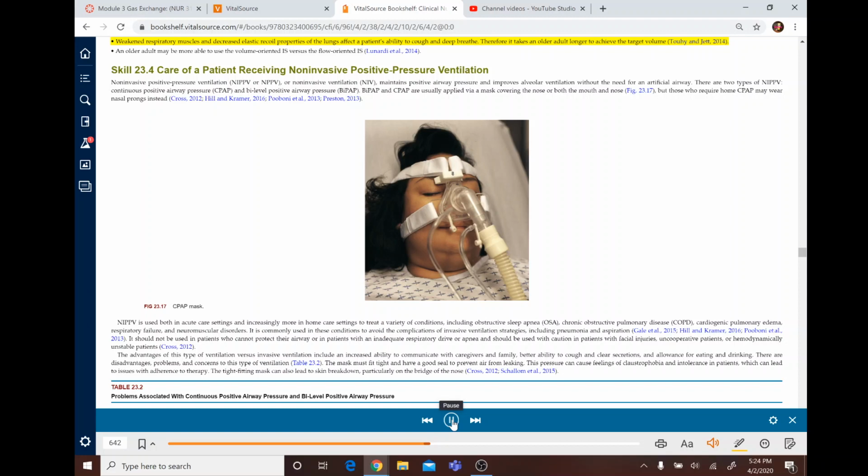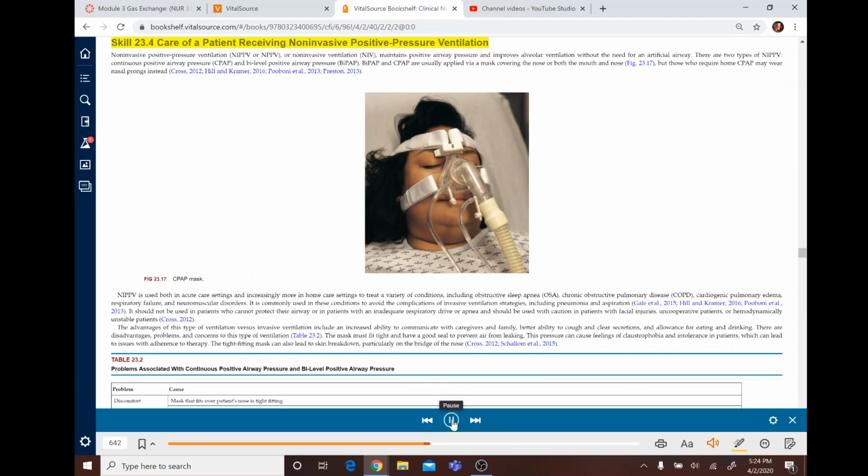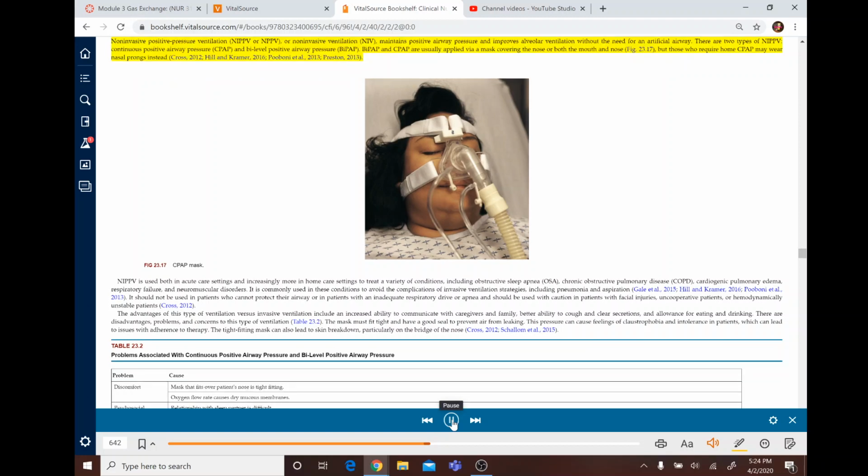Ch23 and Jet, 2014. An older adult may be more able to use the volume-oriented IS versus the flow-oriented IS. Lunardi et al., 2014. Skill 23.4 Care of a patient receiving non-invasive positive pressure ventilation.